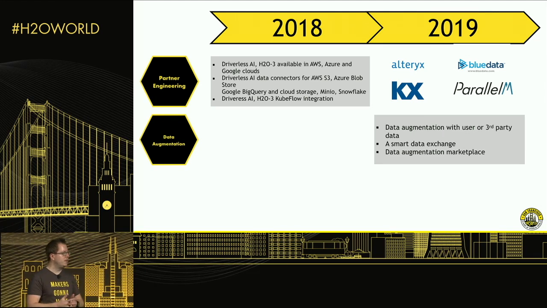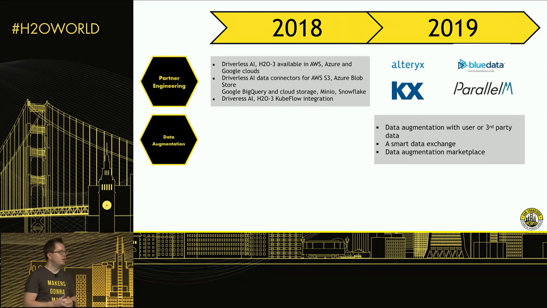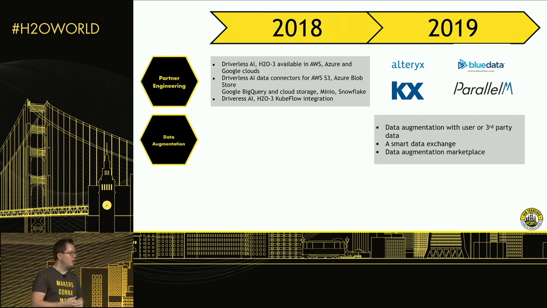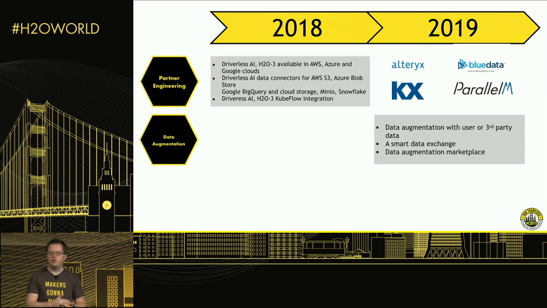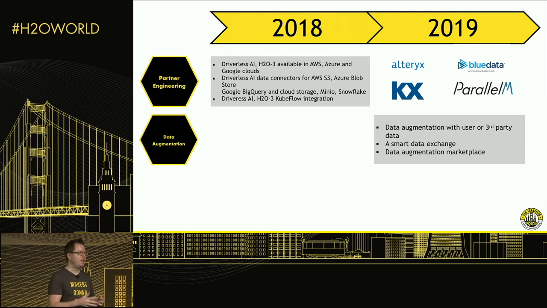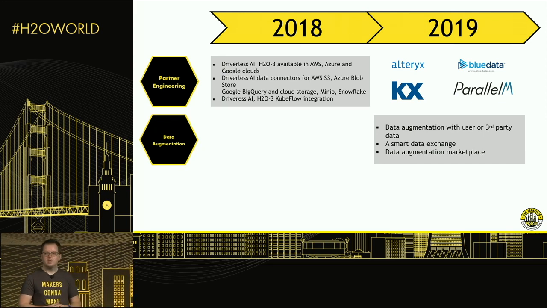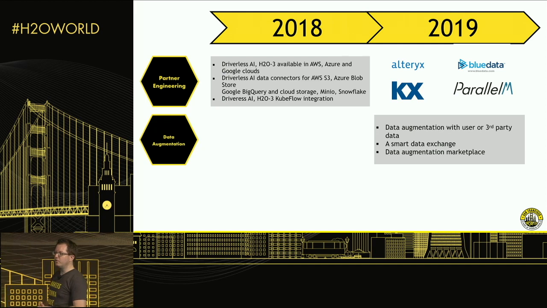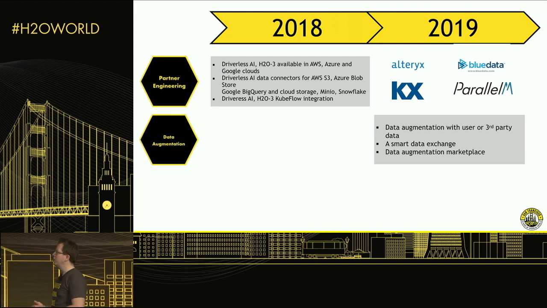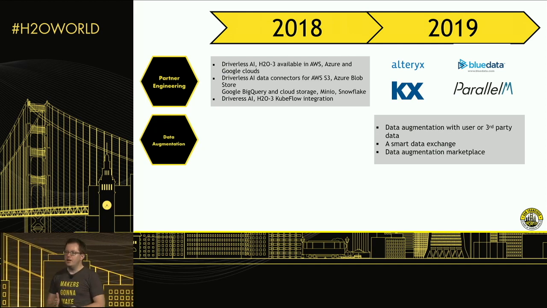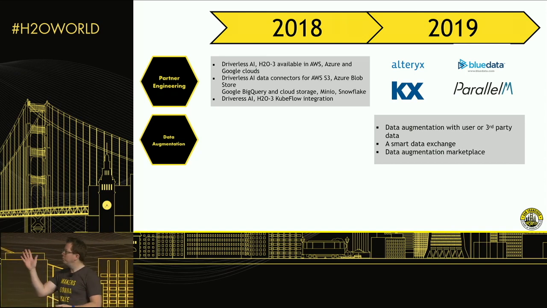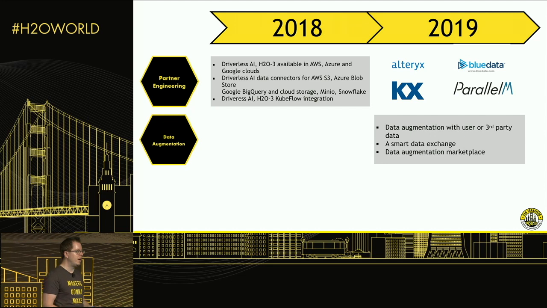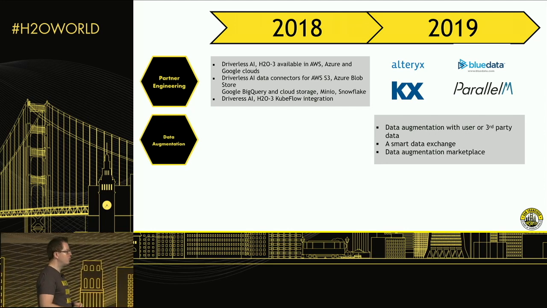Open source and Driverless AI platforms are usable in 3 major clouds: Azure, Google, and Amazon. We put in a lot of data connectors, from Minio to S3, Amazon, standard system stuff, and we are planning more. You can see the partners we are planning for: Blue Data, Parallel, KX, Alteryx. Tomorrow you will see a few things from their stack, what we are doing with Driverless AI, what they are doing with H2O, and how they are integrating our tooling.